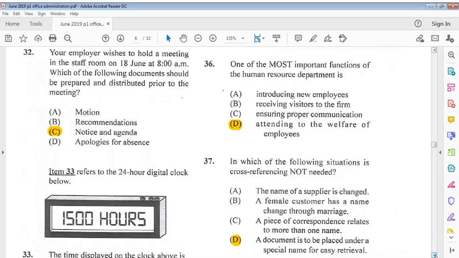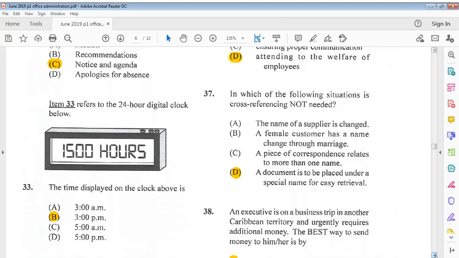Let's move on to number 37. In which of the following situations is cross-referencing not needed? A, the name of a supplier is changed. B, a female customer has a name changed through marriage. C, a piece of correspondence relates to more than one name. D, a document is to be placed under a special name for ease of retrieval. Obviously, we know it would be D, right? We put the document under a special name for ease of retrieval.